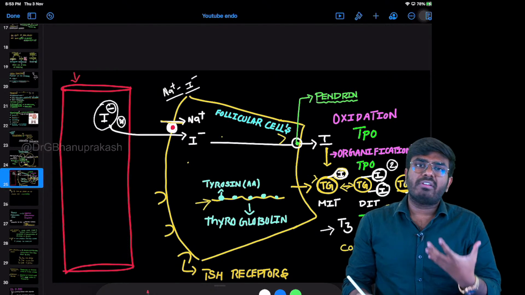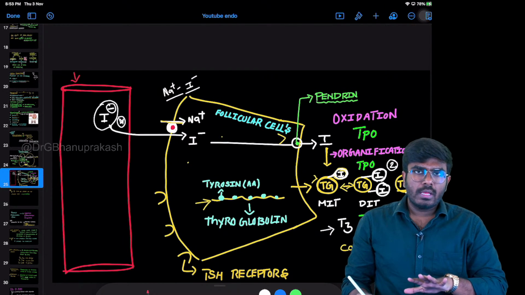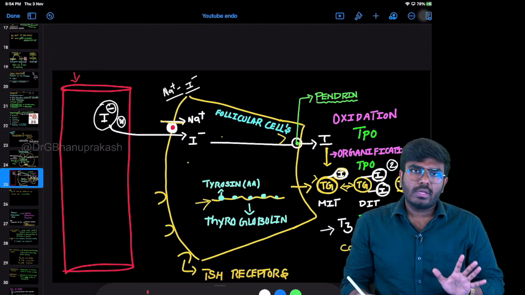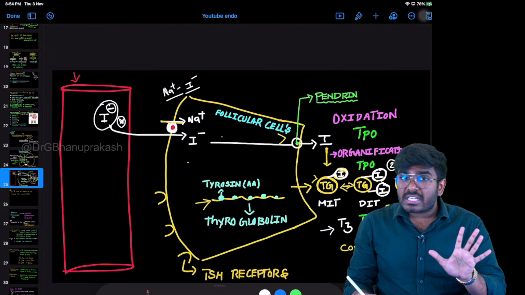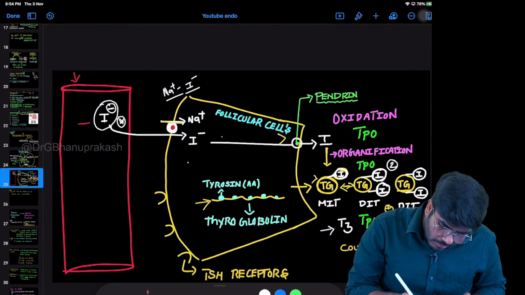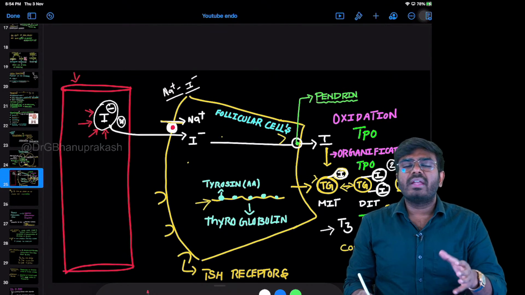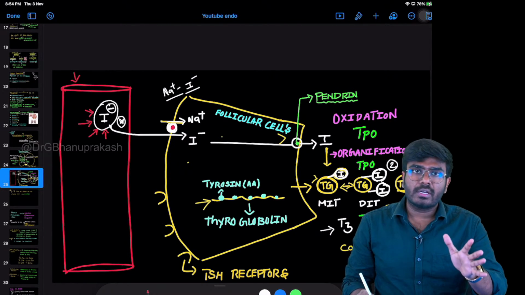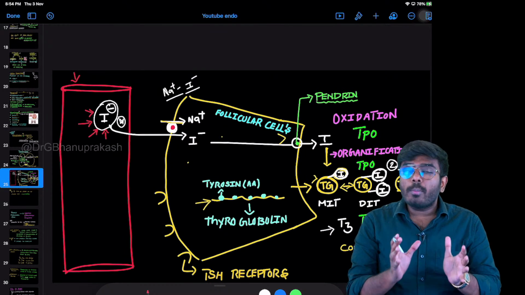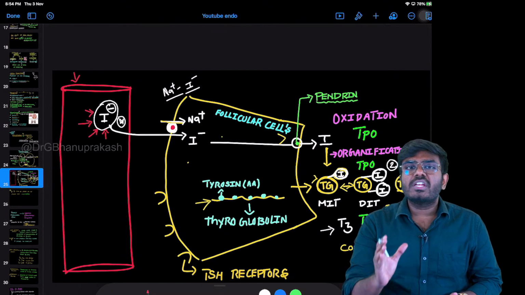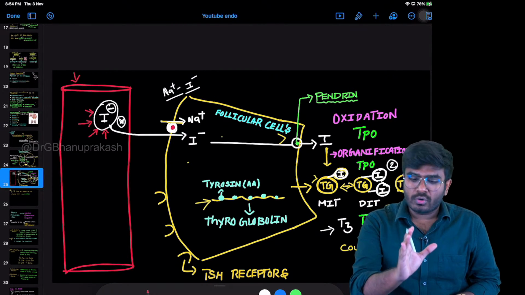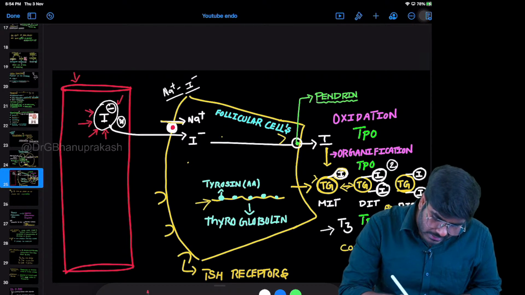Now the person has eaten some food. Let's take it as seafood, which is especially rich in iodine. Now the person has taken some iodine rich food or iodide rich salt. Now these iodides have entered into the body. The raw material for the preparation of T3, T4 is iodide. Don't forget, these iodide ions are the raw materials.